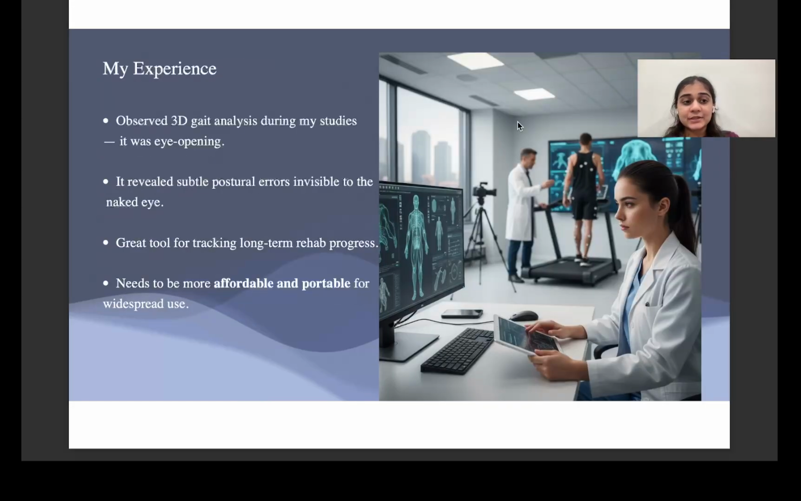Okay, then my personal take on this is that I believe 3D gait analysis is a powerful tool when used wisely. It's not meant to replace clinical judgment, of course, but it's for enhancement, so we can get a better, clearer version of it. If made more accessible, I think it will help therapists deliver more personalized and effective care. So it's a great tool for tracking long-term rehab programs.